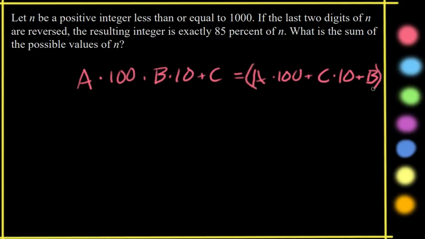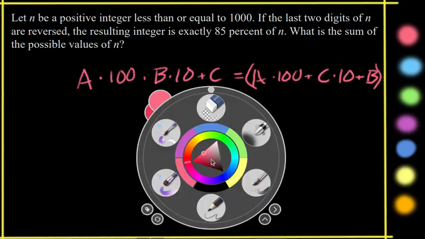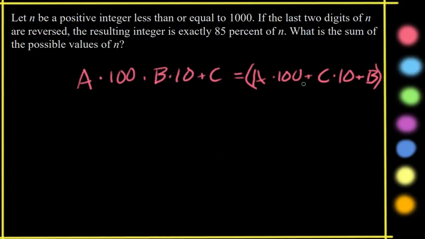This one is, the last 2 digits are reversed, the resulting integer is exactly 85% of n. Okay, so that means I have to multiply this by 17 over 20, which is 85%, in order to be equal to this one. Okay, so let's multiply both sides by 20, and then let's subtract these two.